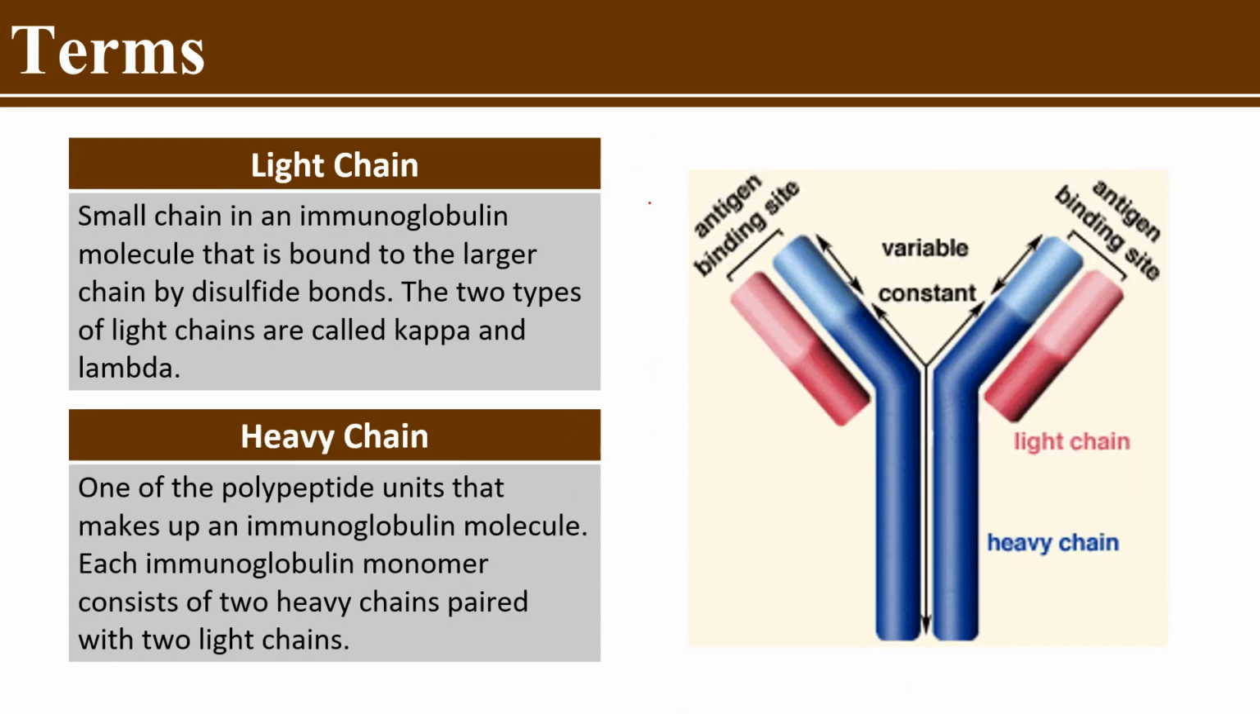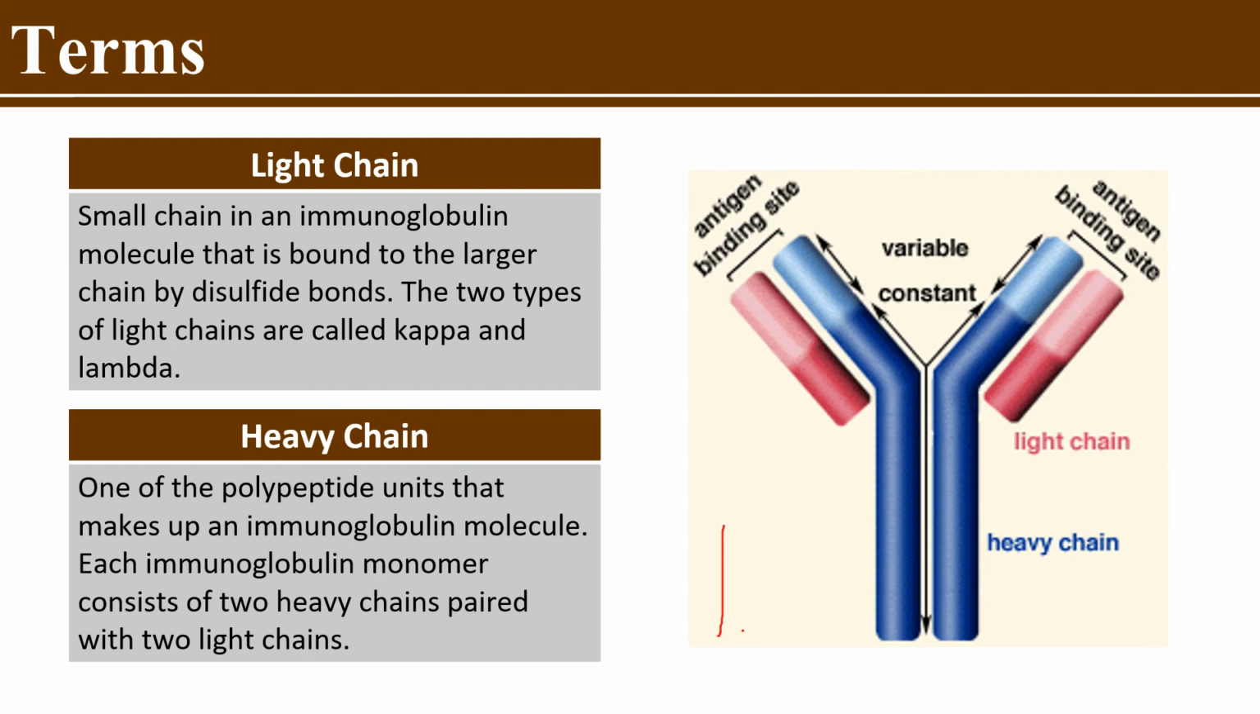Then let's talk about the chains in your immunoglobulin. So we have here the light chain and the heavy chain. Now the light chain, class, is a small chain in an immunoglobulin that is bound to the larger chain by disulfide bonds. The two types of light chains are called your kappa and your lambda. While the heavy chain is one of the polypeptide units that makes up an immunoglobulin molecule. Each immunoglobulin monomer consists of two heavy chains paired with two light chains. So this is your immunoglobulin structure, class.